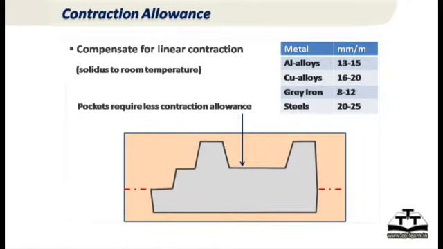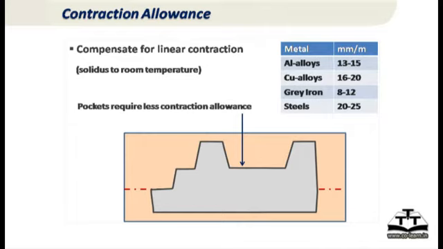So finally, at the end of the day, there is no going away from making some small experiments in your own foundry with your own metal, process and mold combinations, and finding out simple values of that. But these are good starting values to look at, and you can get fairly close to your final dimensions. So pockets require less contraction allowance than external faces.